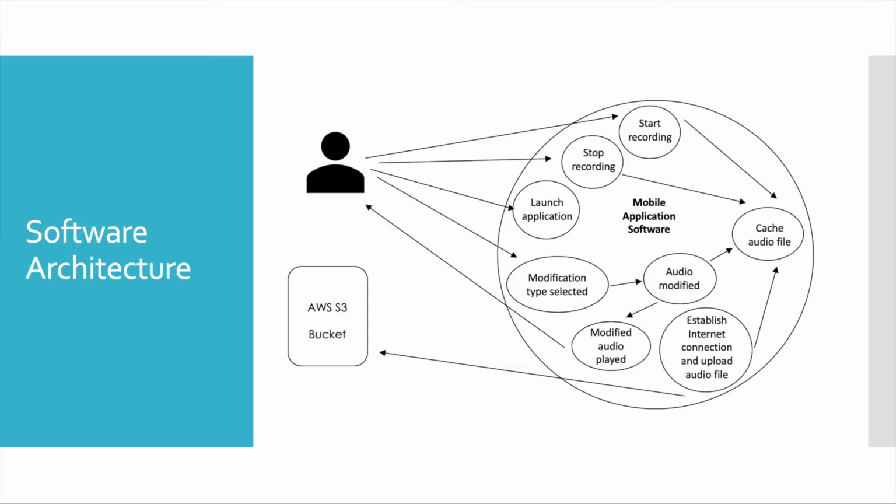Here's the software architecture of the system. Here it shows that the user launches the application, starts a recording, ends a recording. The recording is then cached on the mobile phone. An internet connection is established, and the AWS receives the uploaded audio file. From there, the audio file is modified and then played back to the user.